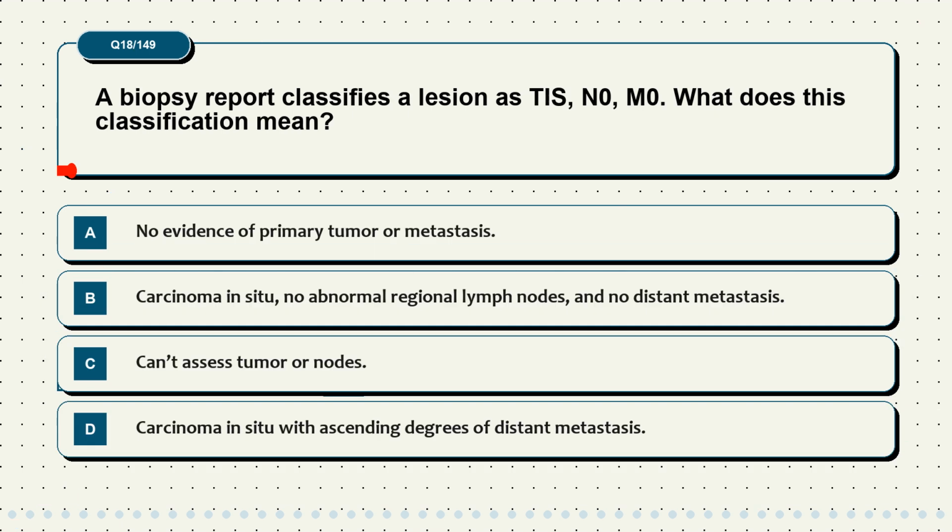Question 18. A biopsy report classifies a lesion as TIS, N0, M0. What does this classification mean? Here are the options. Option A, no evidence of primary tumor or metastases. Option B, carcinoma in situ, no abnormal regional lymph nodes, and no distant metastases. Option C, can't assess tumor or nodes. Option D, carcinoma in situ with ascending degrees of distant metastases.